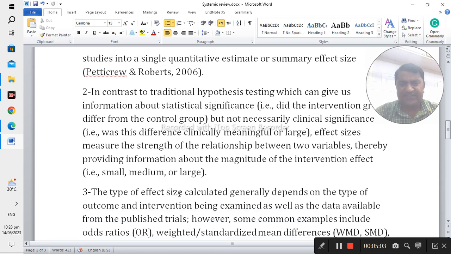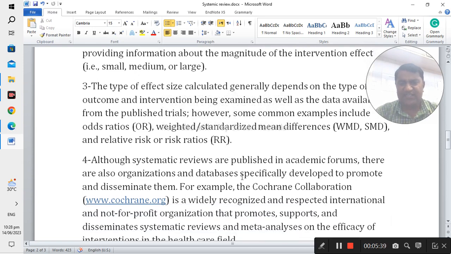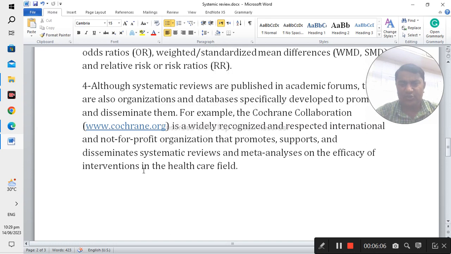The type of effect size calculated generally depends on the type of outcome and intervention being examined, as well as the data available from the published trials. However, some common examples you can see here are the odds ratio, weighted standard mean difference, the relative risk, or the risk ratios. So these are the different parameters. Although systemic reviews are published in academic forums, there are also organizations and databases specifically developed to promote and disseminate them. For example, the Cochrane Collaboration is a widely recognized and respected international not-for-profit organization that promotes and disseminates systemic reviews and meta-analyses on the efficacy of interventions in the healthcare field.